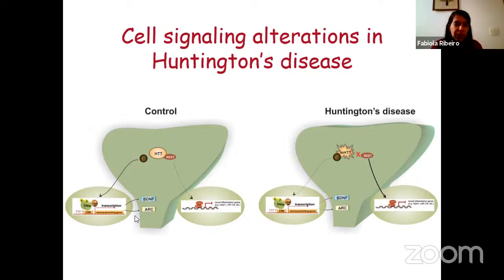And also REST, which is a repressor of the expression of many genes. Wild-type huntingtin can bind to REST and can trap this repressor of transcription in the cytosol. However, mutant huntingtin is unable to trap REST in the cytosol, so now REST can move to the nucleus and repress many genes, some of them also important for neuronal survival.